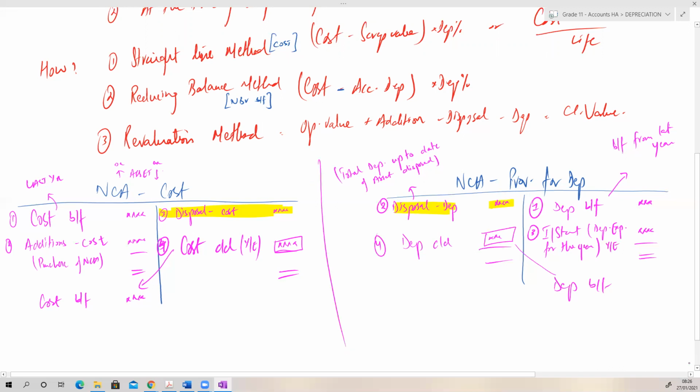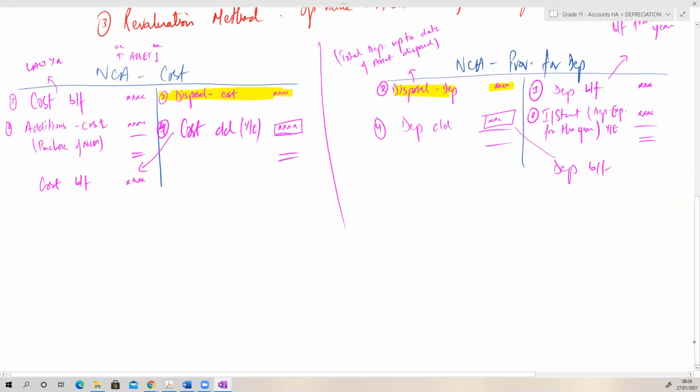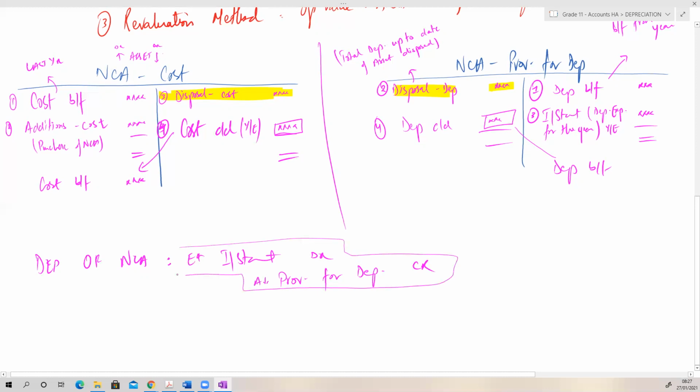ठीक है जी। Now, what is the journal entry to charge depreciation? Depreciation of non-current asset. कोई बताएगा journal entry क्या होगी? Income statement debit, provision for depreciation credit, expense बढ़ा, asset कम हुआ. This is a journal entry that you will use to charge depreciation. सही है जनाब.